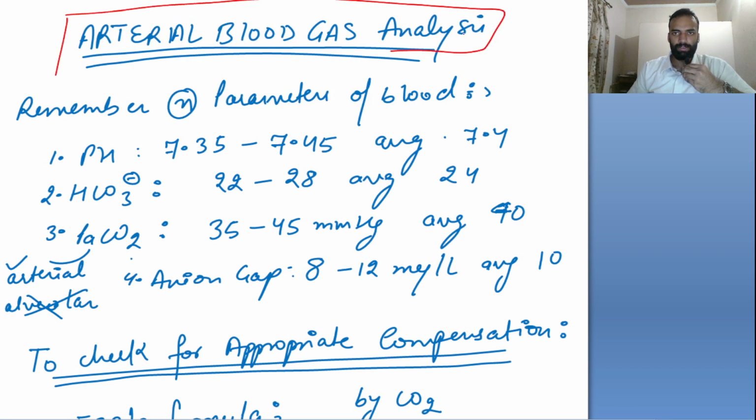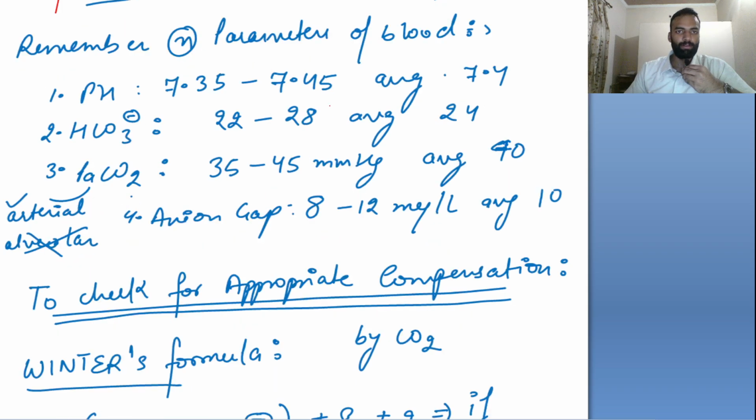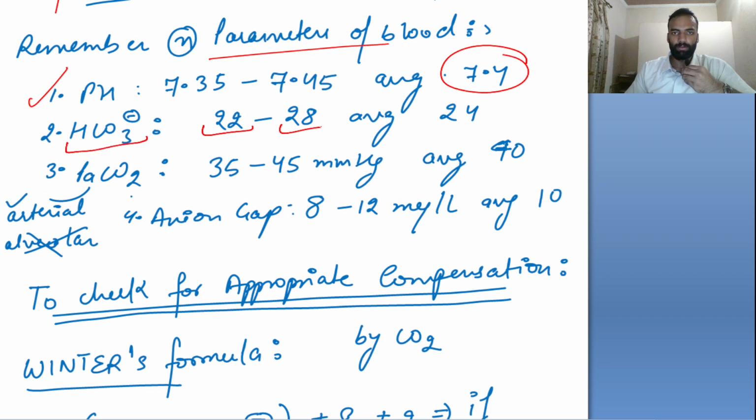So this is very simple, but students, or when I was a student also, I used to get the questions wrong in this. But now I have made it very simple. First, remember the normal parameters of blood. That is, pH is 7.35 to 7.45, which on average comes out to be 7.4. Serum bicarbonate levels are 22 to 28, and the average is 24.